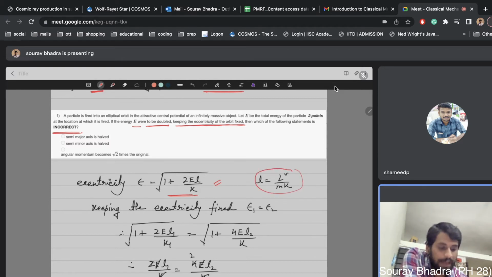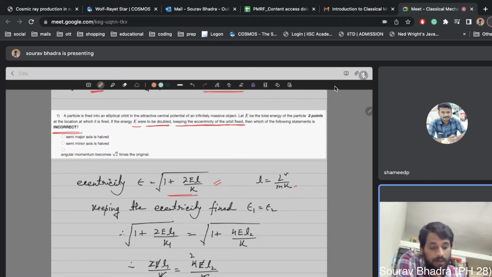Capital L is the angular momentum, and k is the constant in a potential of the form A by R. If it is a gravitational potential, that is G m m by R, so G m m is actually k. So k is a constant, the numerator part of your potential, which is independent of R. The denominator gives you the dependency on R. Okay, so that is k.